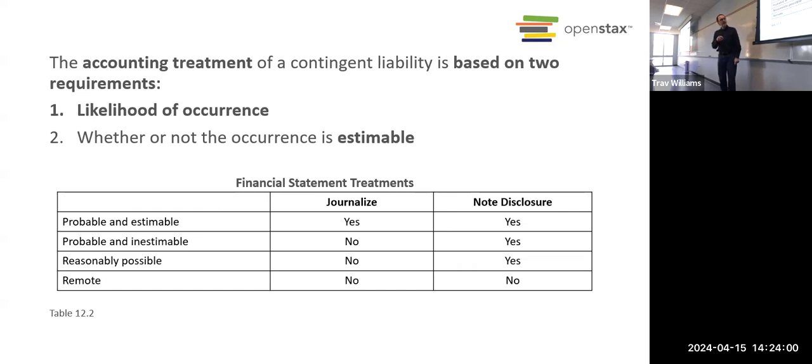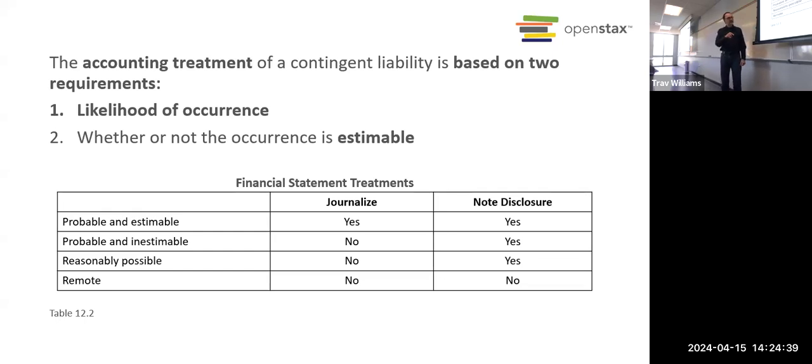On the other hand, what if it's probable that we're going to lose, but there's really no way we can estimate what the damages are going to be? Well, then there's nothing we can journalize, right? We don't have any idea what the costs are going to be. Then why journalize anything? So it's not going to be a journal entry, but we're still going to include a note on our financial statement explaining the situation. Because our stakeholders, our investors, and anybody else looking at our financial statements, they have a right to know that we have this contingent liability.